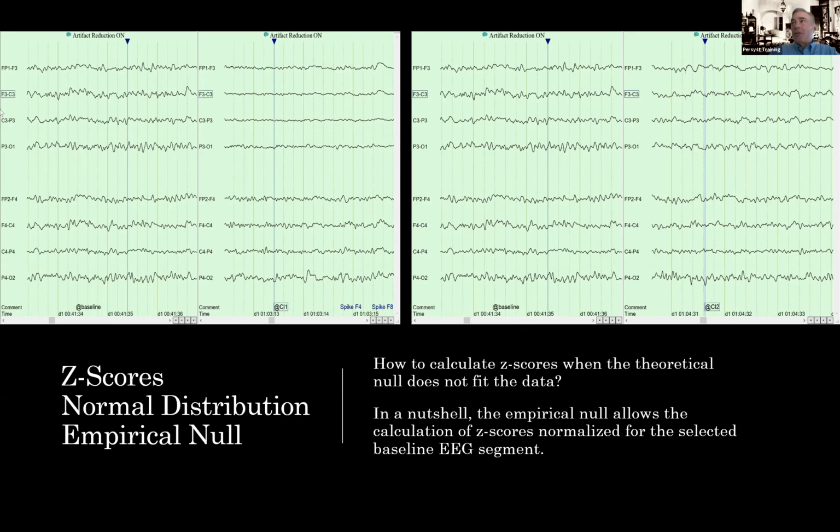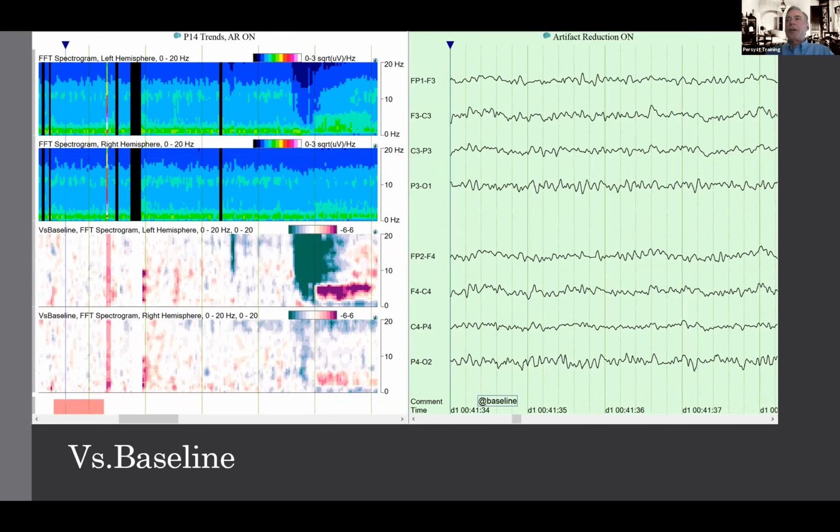Now we did that visually. So here's the same carotid endarterectomy, and we placed a baseline here in the recording, at this pre-clamp EEG. I've just placed a comment here to indicate that. And over on the spectrogram, we have left hemisphere and right hemisphere, 0 to 20 hertz. So this is the point that we're marking as our baseline.